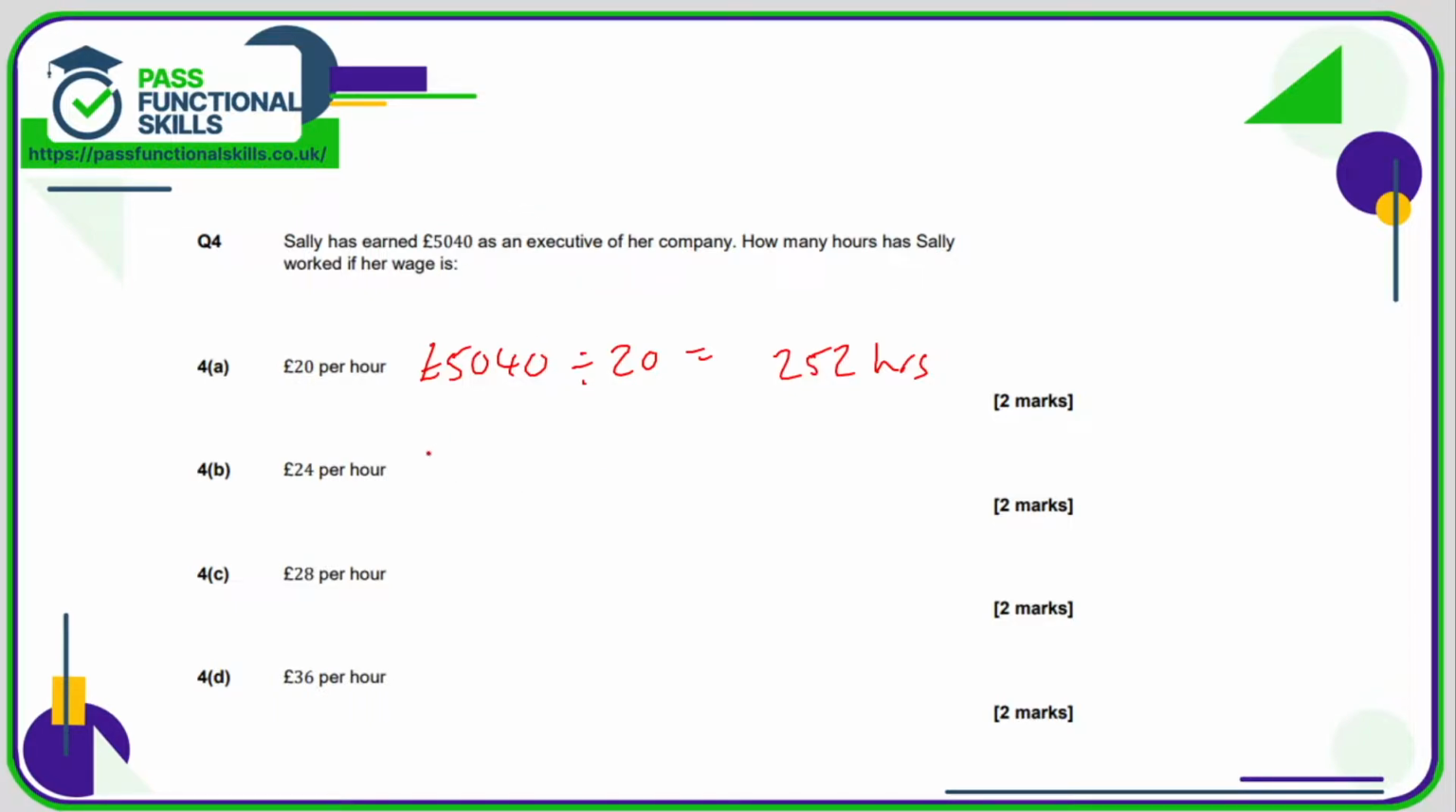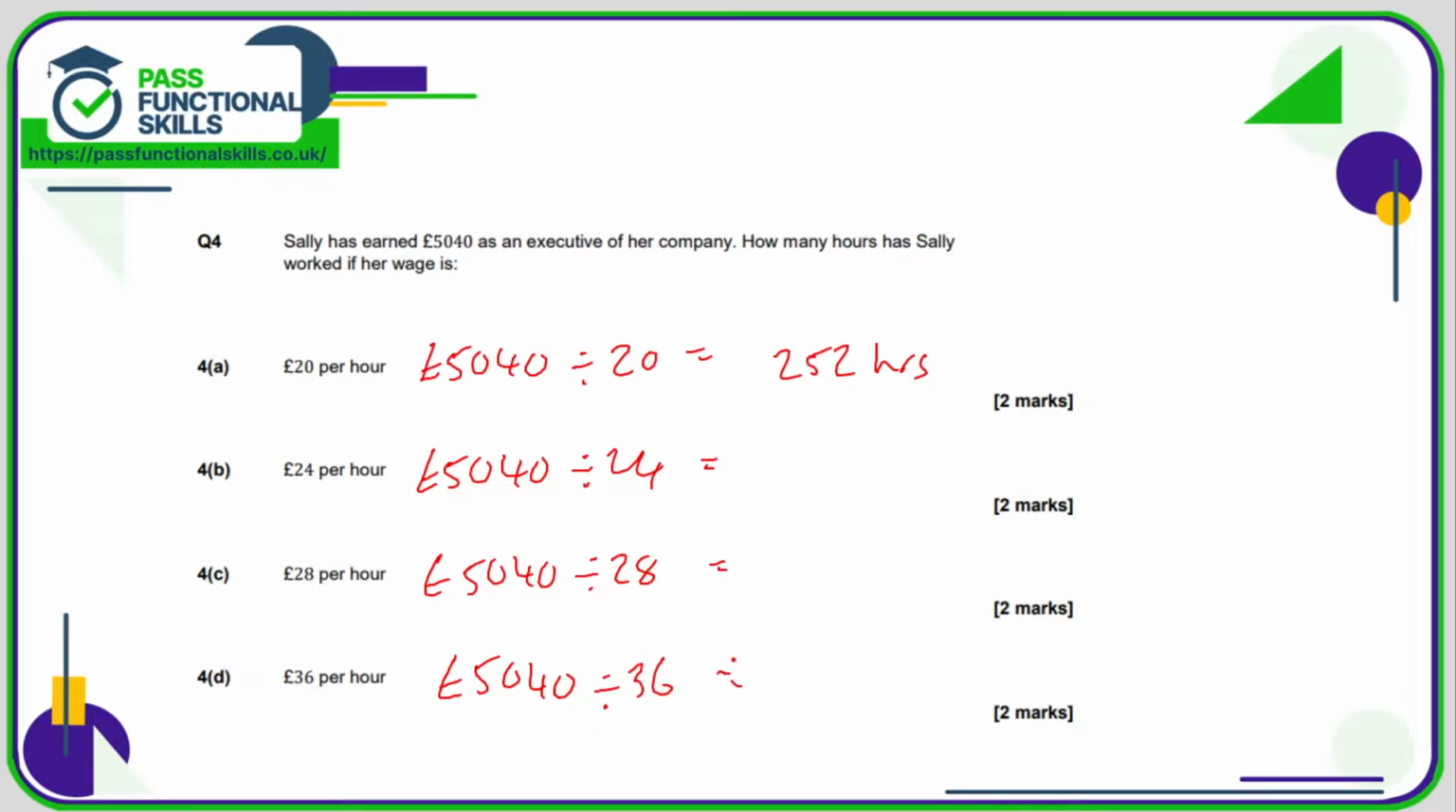So for the rest of these questions, it's going to be pretty similar. It's 5,040 divided by 24, 5,040 divided by 28, and 5,040 divided by 36. So let's just reach for the calculator, quickly work these out. 5,040 divided by 24 is 210 hours. 5,040 divided by 28 is 180 hours, and 5,040 divided by 36 is 140 hours.